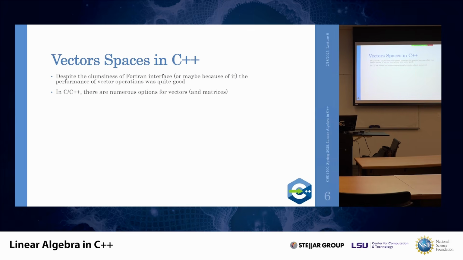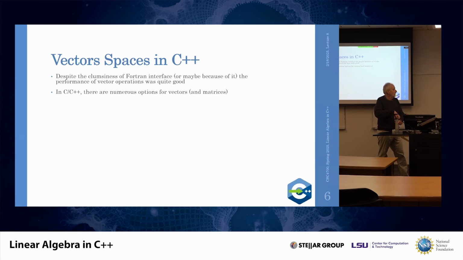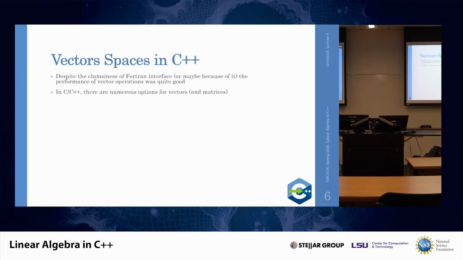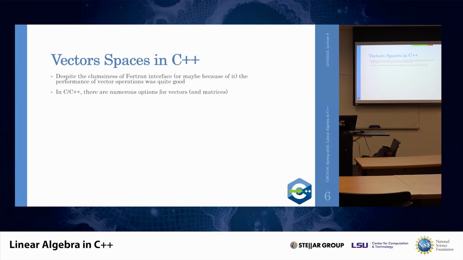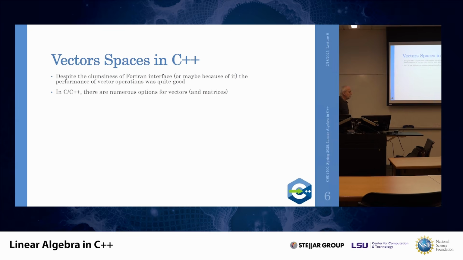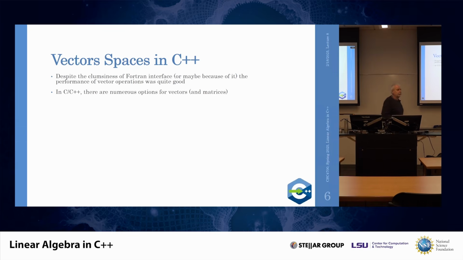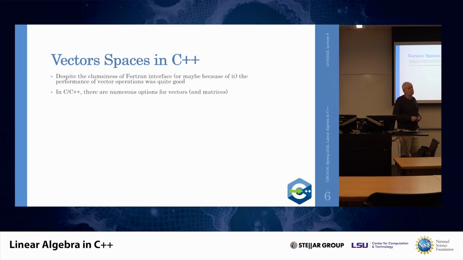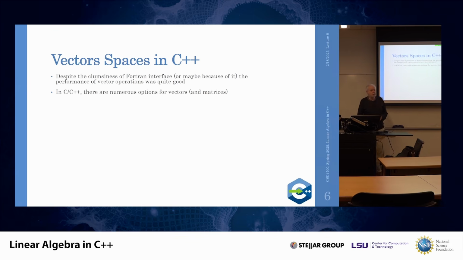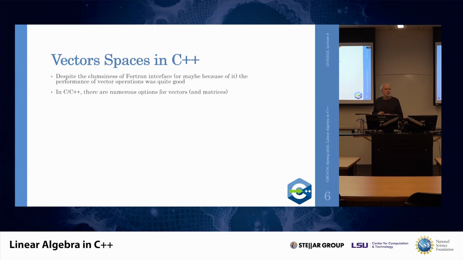I will fix that after the lecture. Okay, so what about vector spaces in C++? How do we represent a vector space in C++? Even if Fortran gave us a very clumsy interface to work with arrays or with matrices, or perhaps just because of the clumsiness, it is a very efficient way of implementing things. For a long time, Fortran was the golden standard of linear algebra, and probably still is.